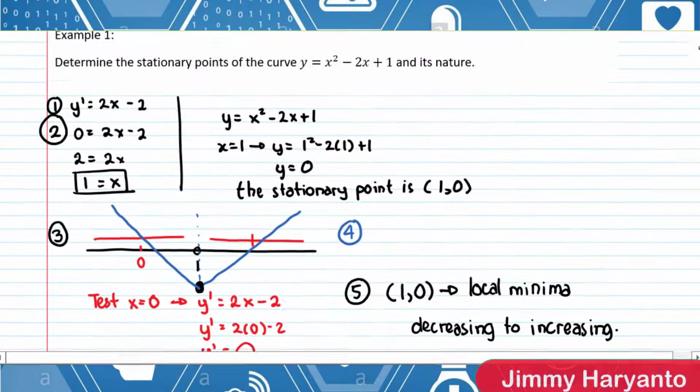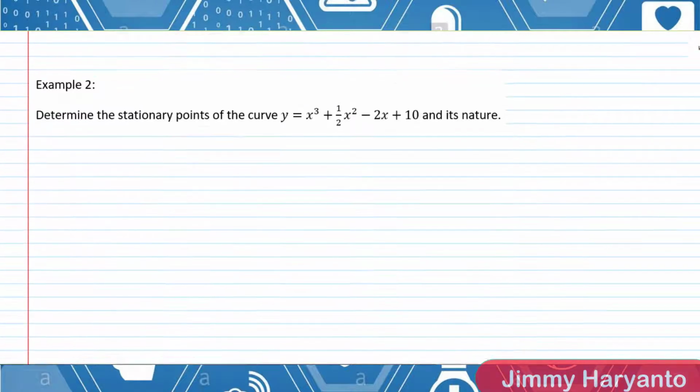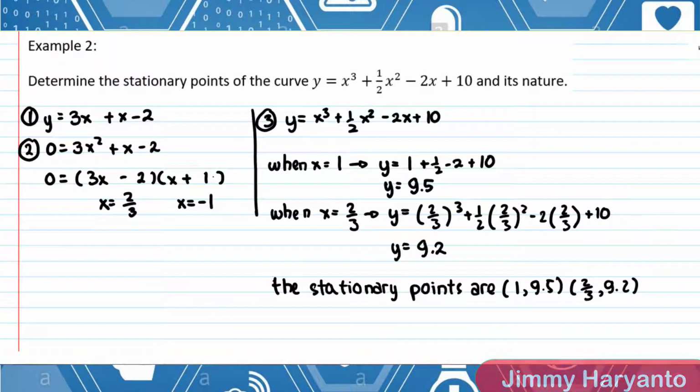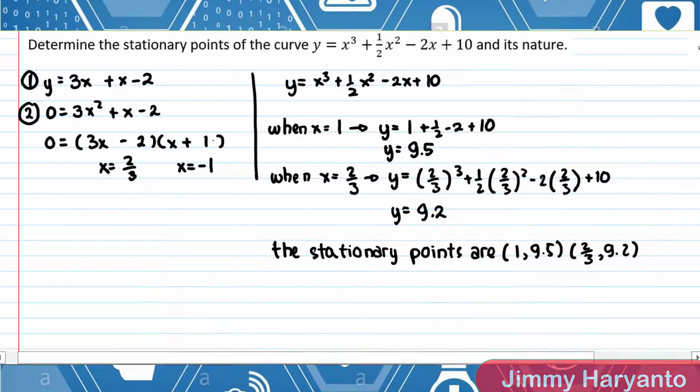Next is example 2. Let's take a look at example 2. I will copy the answer first. Example 2 is also the same as the previous example. I already copied the answer. We already have the stationary points. We have two stationary points, which are (-1, 9.5) and (2/3, 9.2). Next we have to find the nature, whether it is minimum or maximum, or maybe an inflection point.